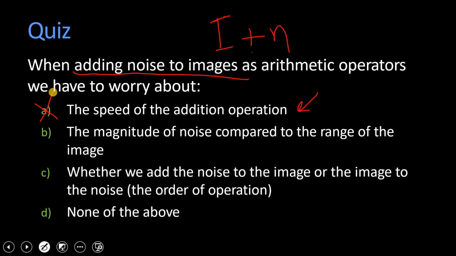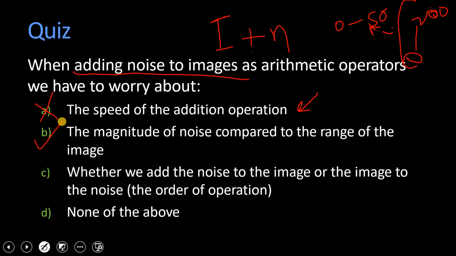What can be the second option? The magnitude of the noise. How much bigger is the noise? Now that is important, because let's say your image normally has values between 0 and 50, and the noise is bigger. For example, noise has values between 0 and 200. In that case, noise will almost destroy your original image. Nothing will be left in the original image. So this option is important.